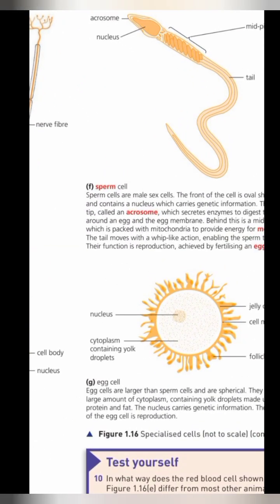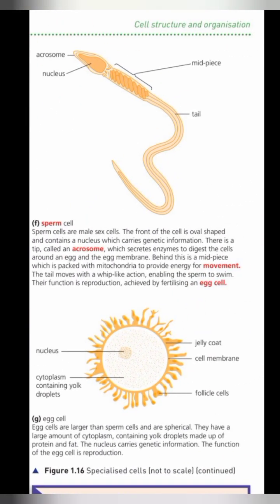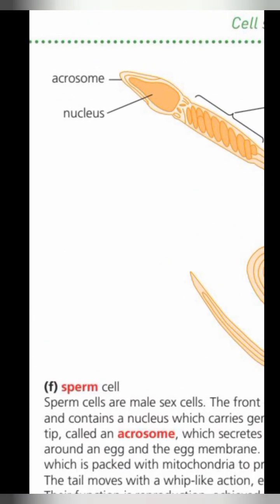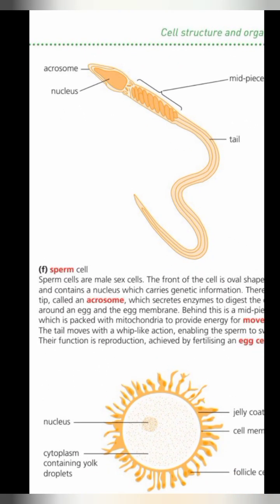Next, it has mitochondria. Mitochondria release energy. Acrosome has some enzymes that help it enter the egg cell. These are the enzymes, acrosome. And next one is nucleus. Nucleus carries genetic material, or the basic information that passes from the male to the female.